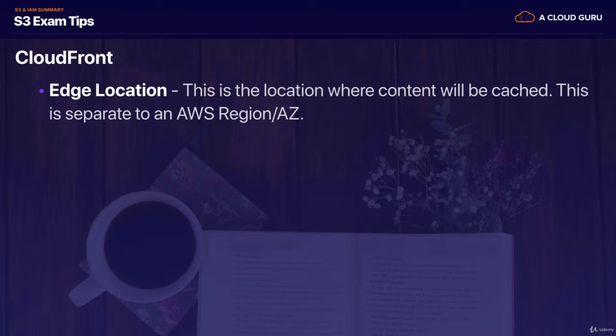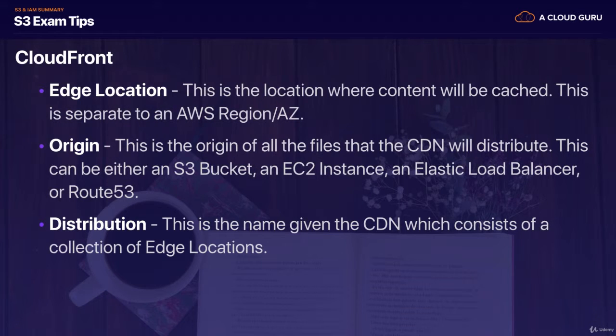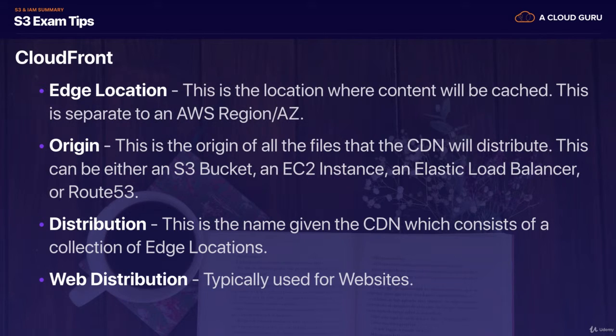So we learned what an edge location was. So this is the location where the content is going to be cached, and it's separate to an AWS region or availability zone. We learned what an origin was. This is the origin of all our files that the CDN will distribute, and this can either be an S3 bucket, an EC2 instance, an Elastic Load Balancer, or Route 53. And then we learned what a distribution was, and this is simply the name given to the CDN, which consists of a collection of edge locations.